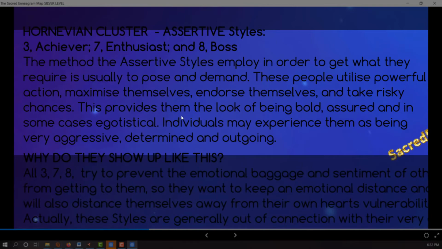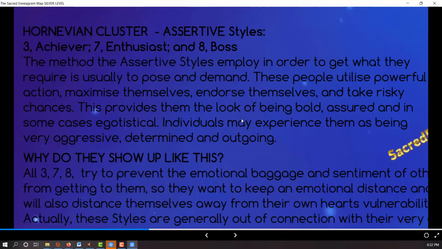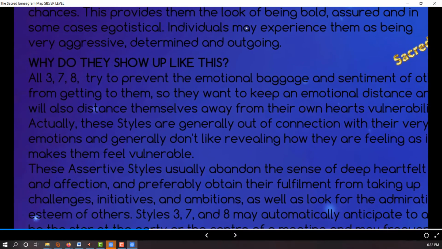So the method the assertive styles employ in order to get what they require is usually to pose and demand. These people utilize powerful action, maximize themselves, endorse themselves, and take risky chances. This gives them the look of being bold, assured, and in some cases egotistical. Individuals may experience them as being very aggressive, determined, and outgoing. And it goes into information as to why they show up like this.